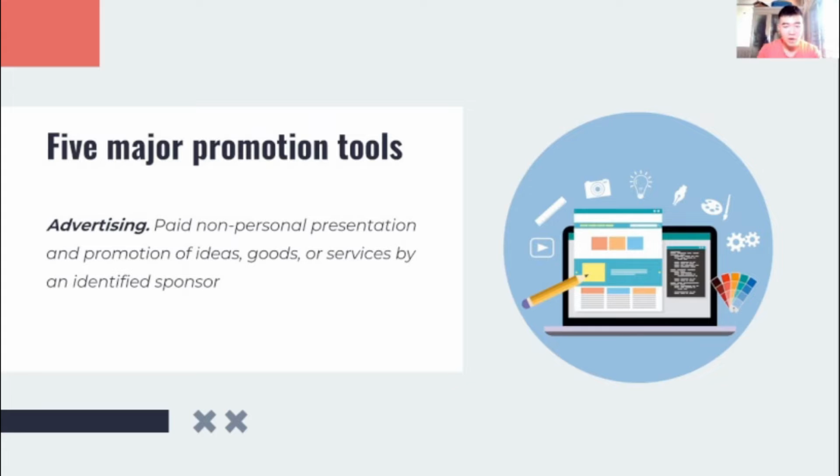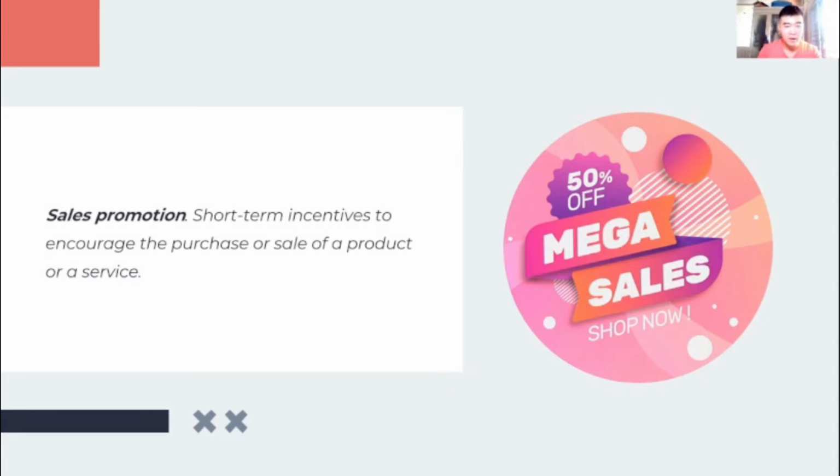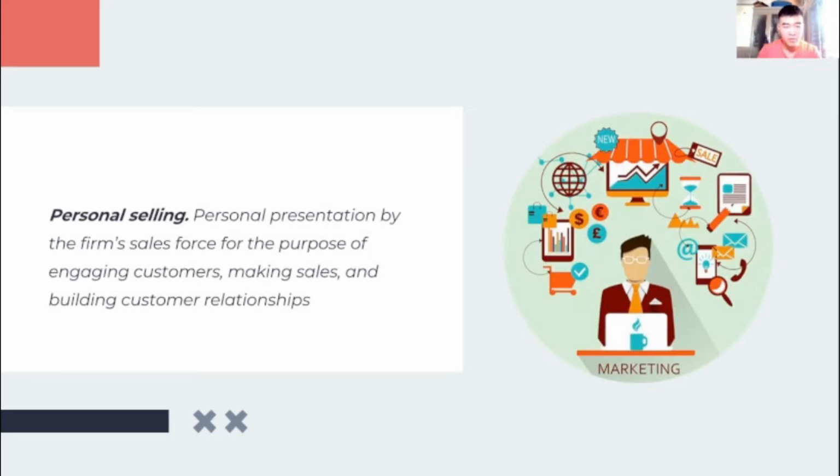5 major. First, we have advertising, which is paid non-personal presentation and promotion of ideas, goods, or services by an identified sponsor. And there's sales promotion, short-term incentives to encourage purchase or sale of a product or service. Then personal selling, personal presentation by a firm's sales force for the purpose of engaging customers, making sales and building customer relationships.